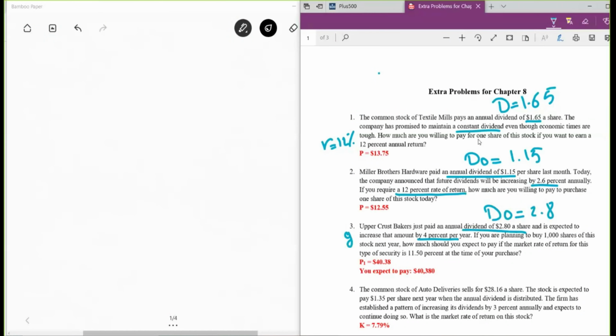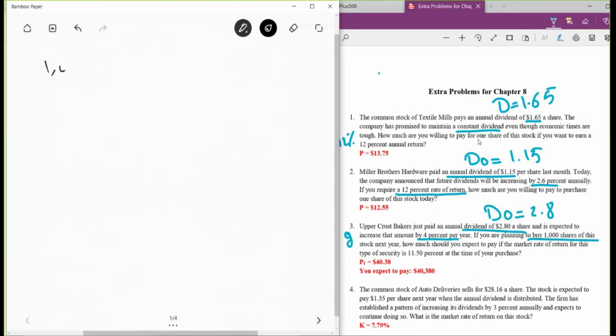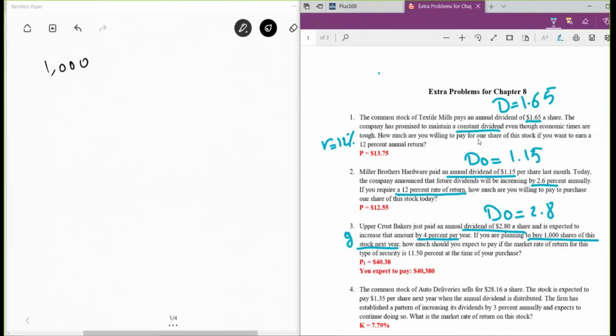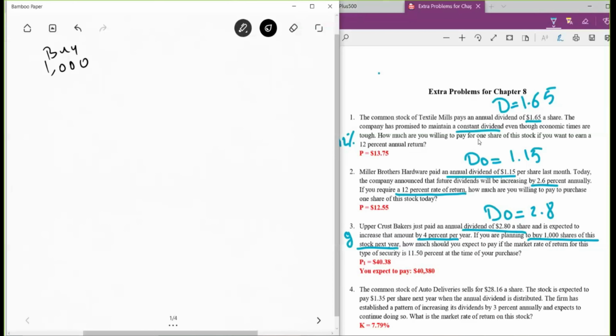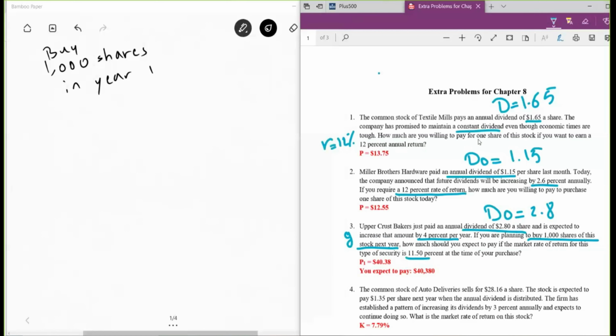Here you are planning to buy 1,000 shares of the stock next year. So you're going to buy 1,000 shares of the stock in year 1. How much should you expect to pay if the market rate of return on this type of security is 11.5%? So this is R.